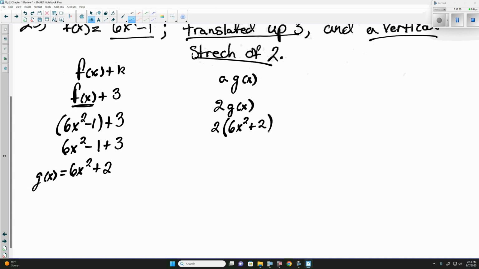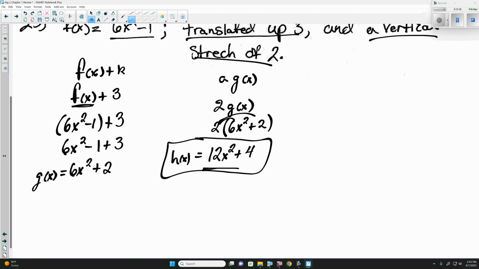Since we still just have g of x, just like with f of x, we're going to replace it with its function. So this time we're going to have 6x squared plus 2. Now the last thing we need to do is distribute the 2. 2 times 6x squared is 12x squared, and 2 times 2 is 4. Now I'm going to give it a name, h of x, but the main thing I'm focused on, especially on the test, is the function itself, not what it's called.